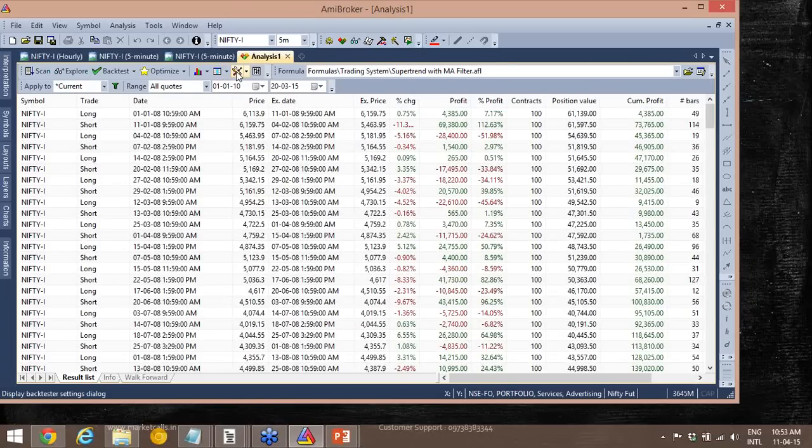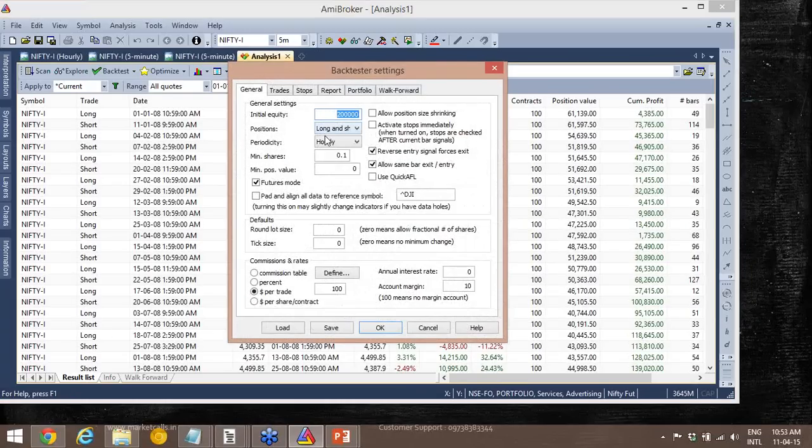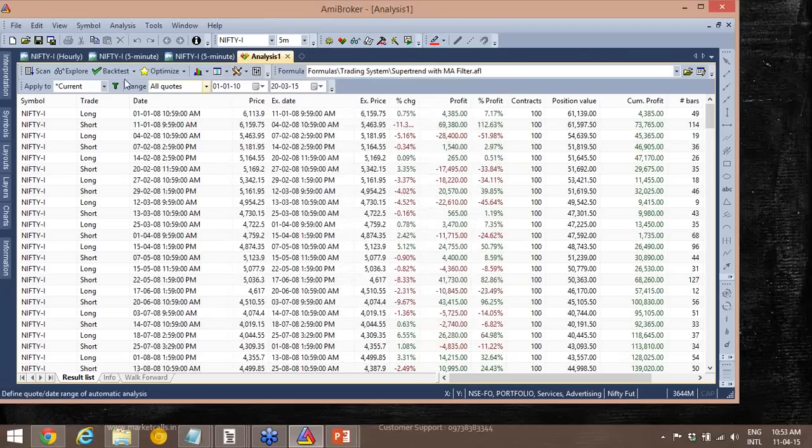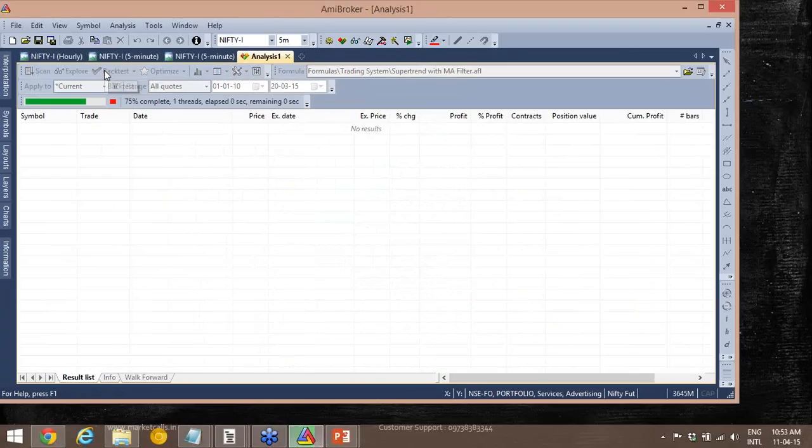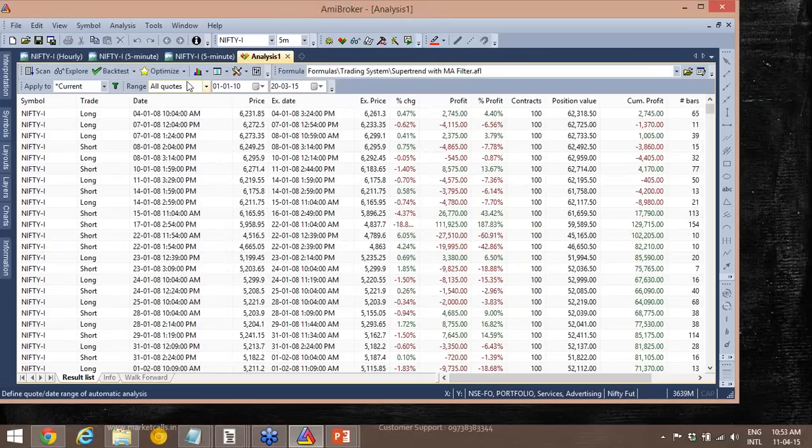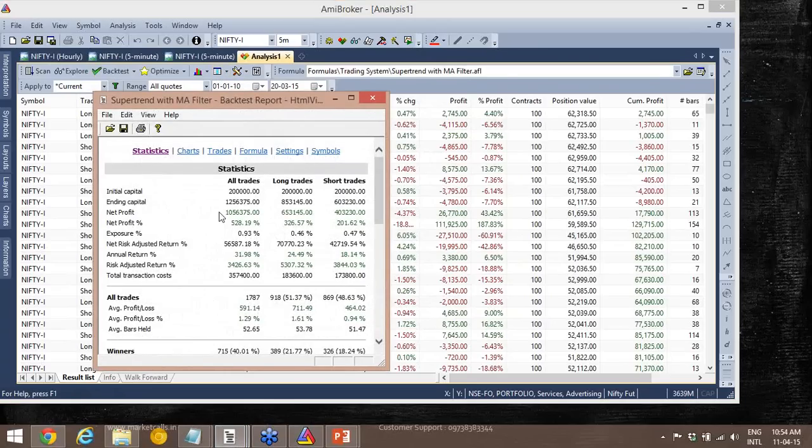All our trading conditions remain the same, long and short. And for the periodicity, I just want to start from 5 minutes. Okay, I'm just doing a backtest in Supertrend 4.0. This is for 5 minutes. Just opening the report. You can see the ending capital is slightly increased. Earlier it was 9 lakhs in the case of Nifty futures with Supertrend 3.0, whereas here the ending capital has slightly increased.